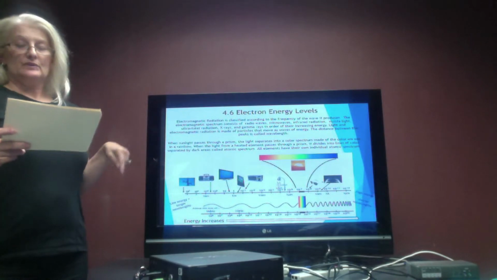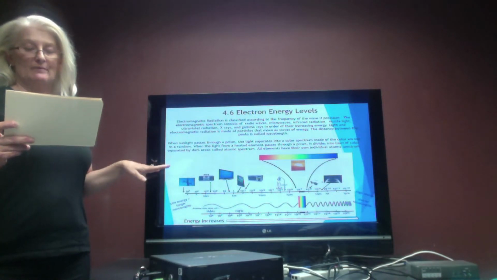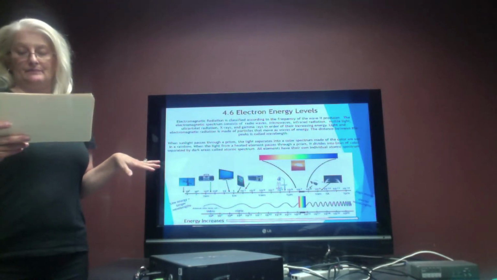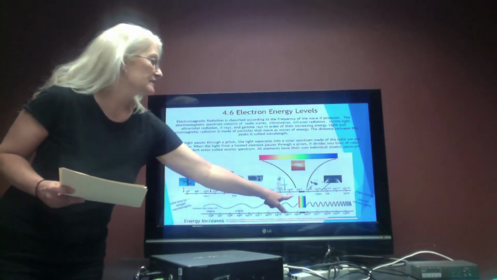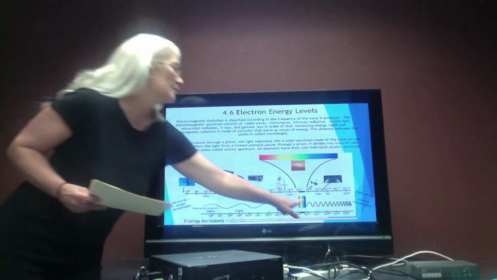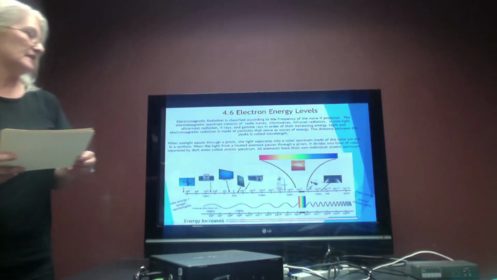We measure the different waves to identify the type of electromagnetic radiation, and that is called wavelengths. The wavelengths go across this way, and there is more energy when you get to the fast wavelengths at the end.